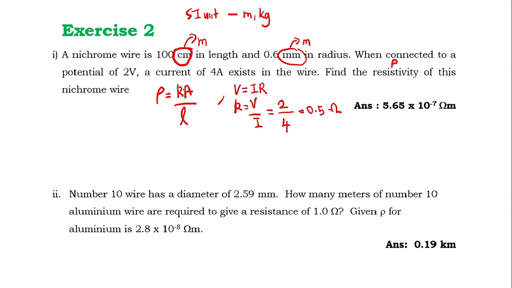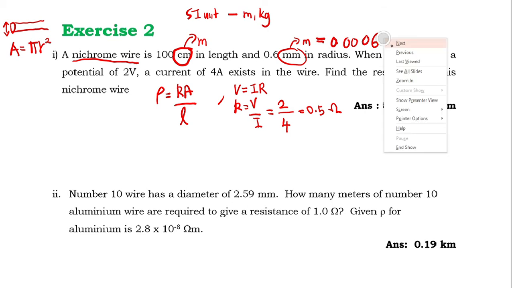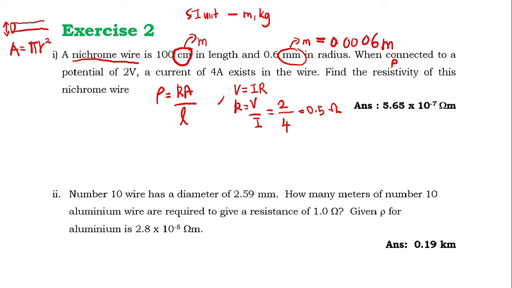So nilai A. So kat sini dia kata nichrome wire. Nichrome wire tu macam ni kan. Okay, so panjang. So kat sini adalah bulat. So macam mana nak kira area untuk bulatan adalah pi r kuasa 2. So dia dah bagi awak nilai radius 0.6 mm. Awak kena tukar to meter. So dia jadi 0.0006 meter. Alright. L length pun kena tukar to meter. So dia jadi 1 meter.